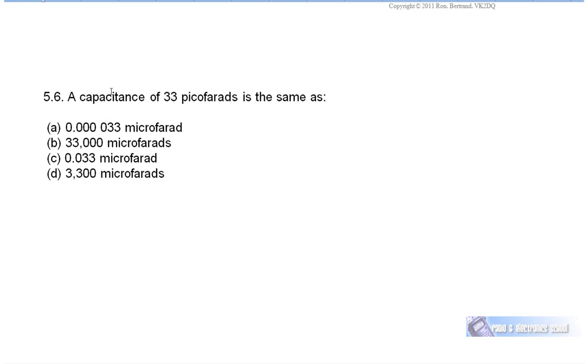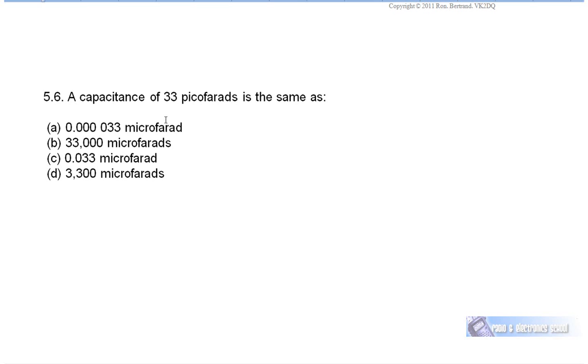Question 5.6. A capacitance of 33 picofarads is the same as... And all of our answers are in microfarads. So what we have to do is convert picofarads to microfarads. A picofarad is a millionth of a millionth of a farad, and a microfarad is a millionth of a farad. Therefore, a picofarad is 1,000,000 times smaller than a microfarad. So to convert 33 picofarads to microfarads, we have to divide 33 by 1,000,000.